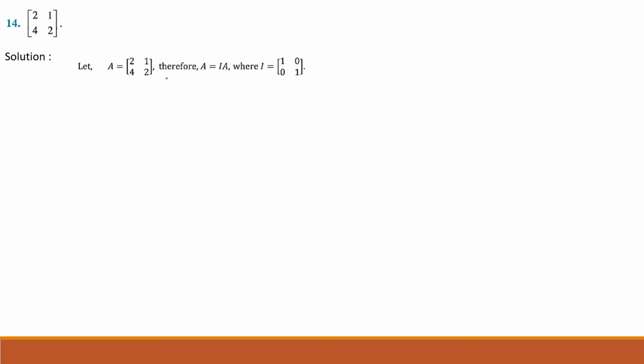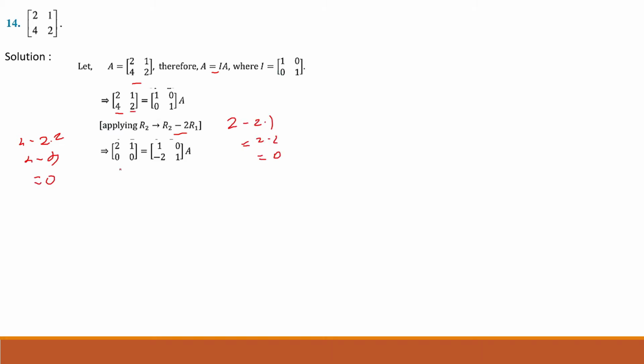Moving to the 14th problem, we'll take this matrix as A and after substituting into A is equal to IA, it will be like this. Now here you can see that if we transform as R2 minus 2R1, it will be 4 minus 4 0 and 2 minus 2 0. So all elements of our second row are becoming 0. That means inverse for this matrix does not exist.